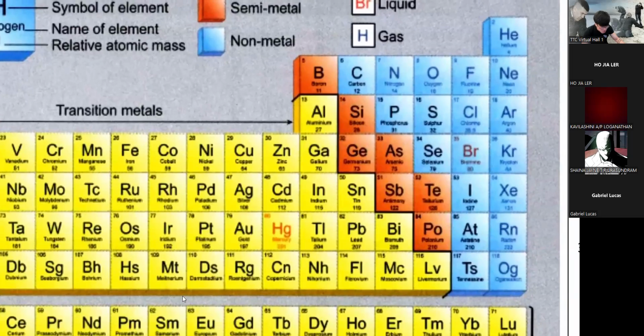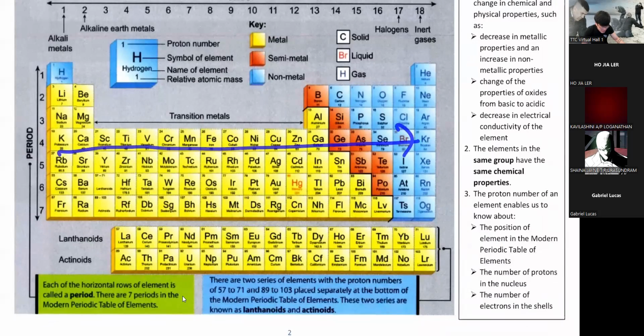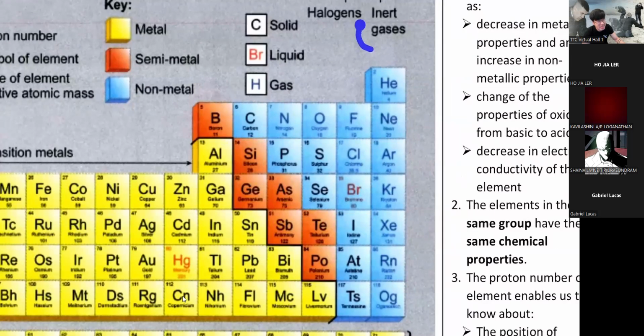The last group of the periodic table is what we call inert gases. Why do we call it that? Why do we call them inert gases? Because they are very unreactive.